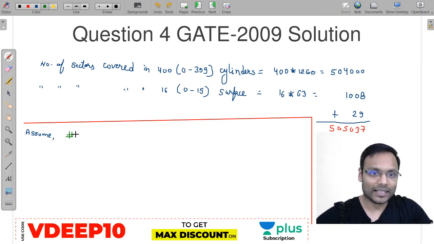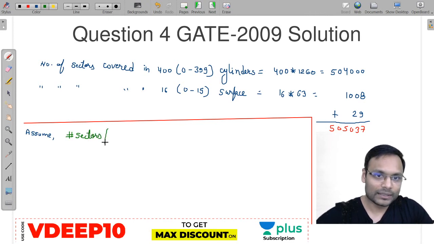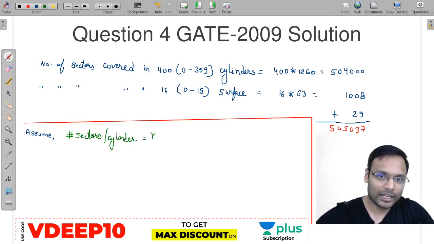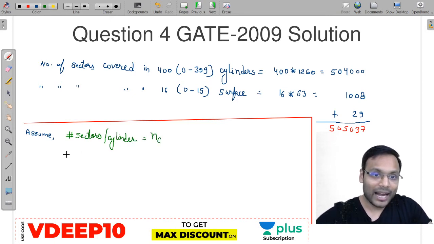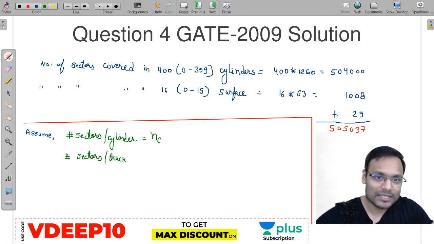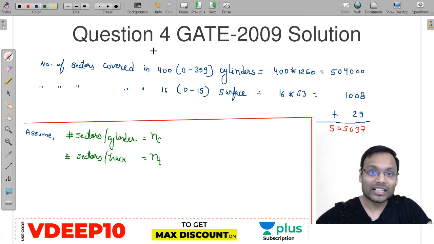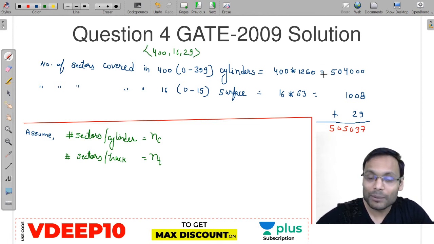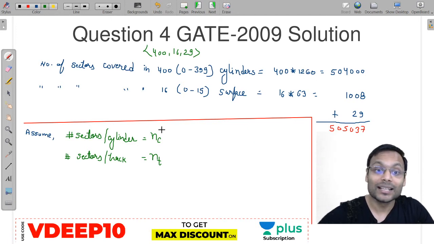Number of sectors per cylinder. Sectors per cylinder is equal to NC, N number of sectors. And number of sectors per track, here in this example 63, I am taking it as NT. What we did in the address 400,16,29 was, in the 400, we multiplied 1260, which is the number of sectors per cylinder.